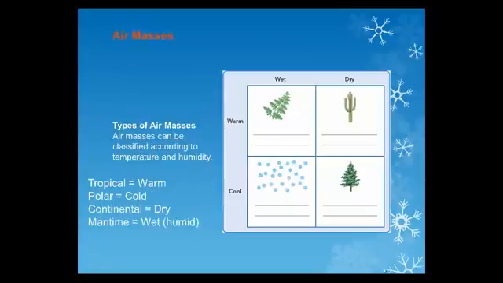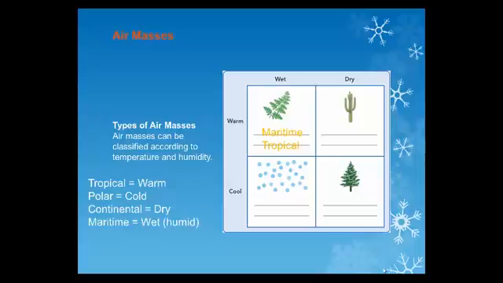So looking at this picture, we need to identify the type of air mass that comes from each of these sections inside of the picture. So if we have a wet air mass, it is going to have what source location? A maritime source location. If it is warm, where is it going to have formed? In a tropical location. So we know that as being a maritime tropical air mass.